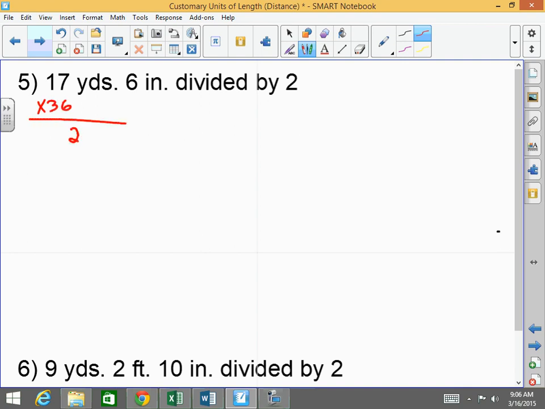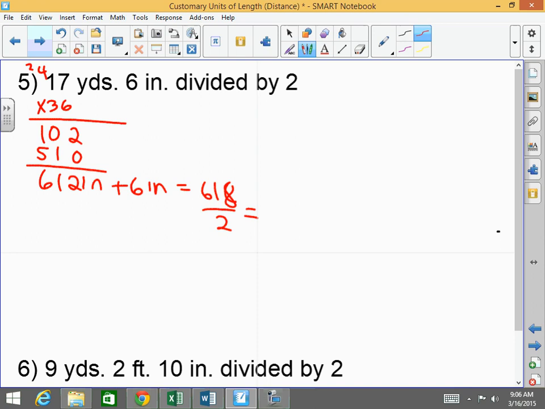So I've got 2, 4, that's 10, skip a space. 1, 2, that's 5. That's 612 inches plus the 6 inches original gives me 618 inches divided by 2, 309 inches.